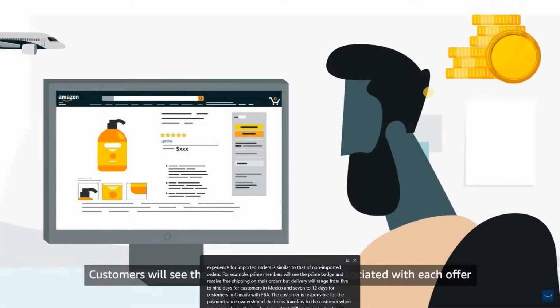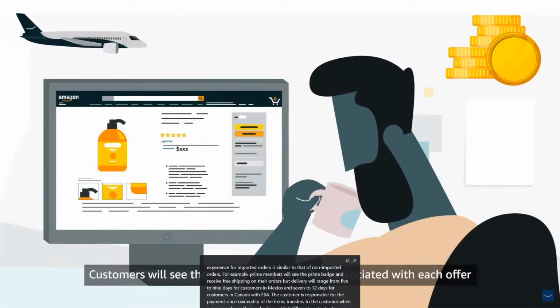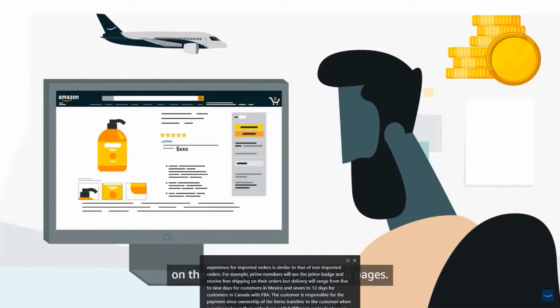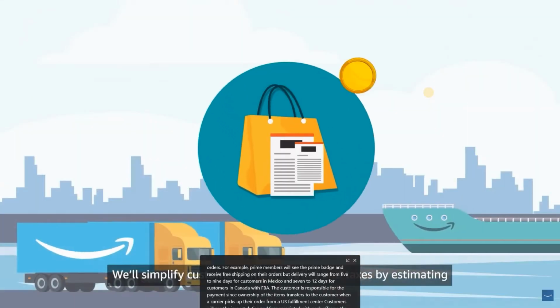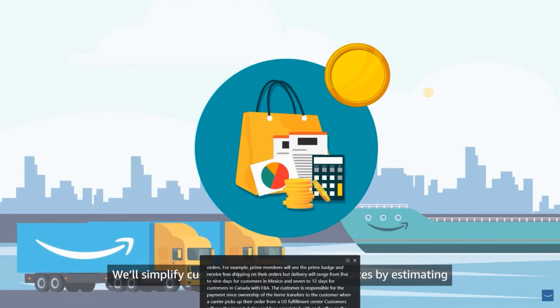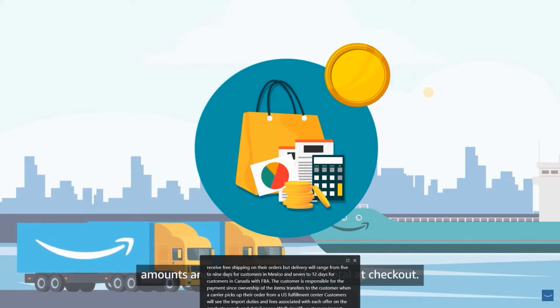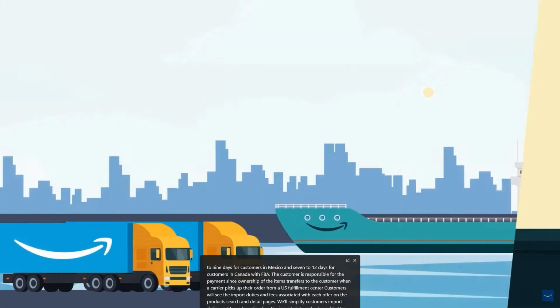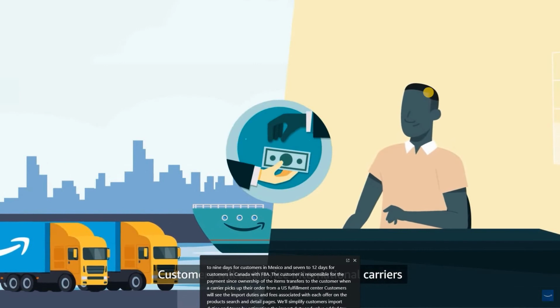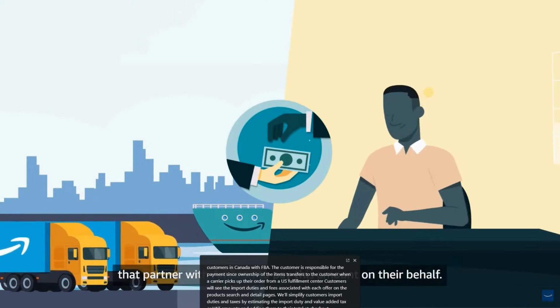Customers will see the import duties and fees associated with each offer on the product's search and detail pages. We'll simplify customers' import duties and taxes by estimating the import duty and value-added tax or VAT amounts and adding them to their total at checkout. Customers will authorize international carriers that partner with Amazon to pay this amount on their behalf.